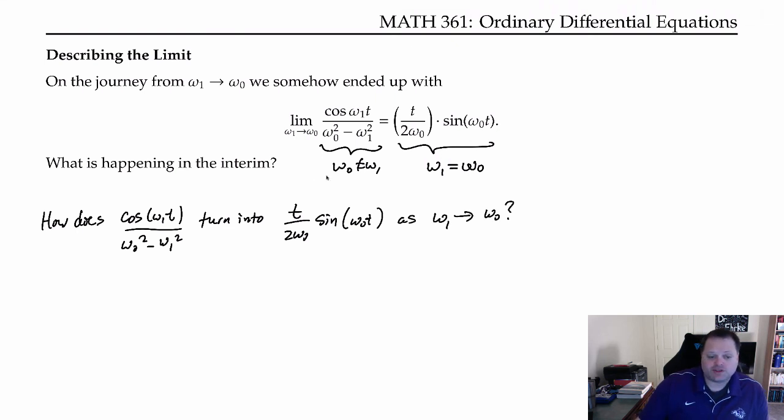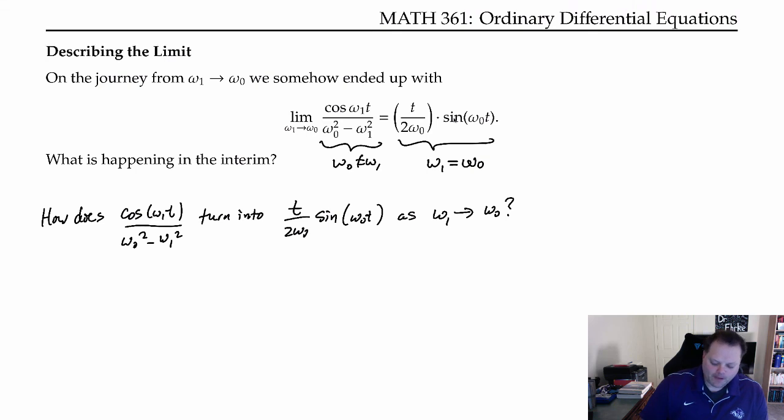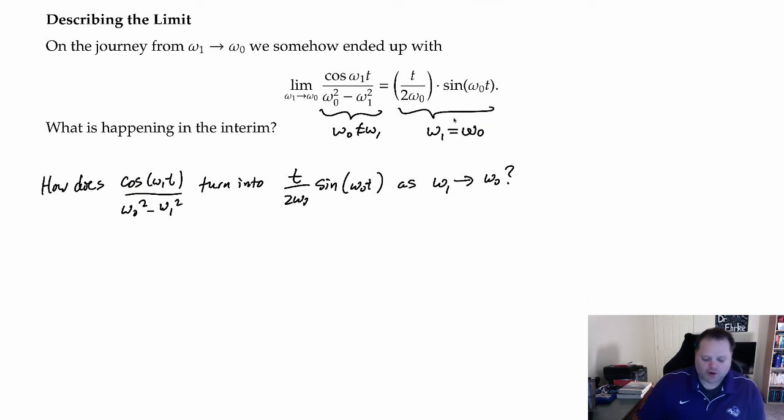Because if you simply just take the limit of this, you get an infinite amplitude, but it's a cosine function. It doesn't look like this sine. So where's this t over 2 omega naught? Where's all that coming from, right? Well, this requires you to recall something from Monday's lecture, and that is that you can take any part of the homogeneous solution and add it to a particular solution, and it's still a particular solution.